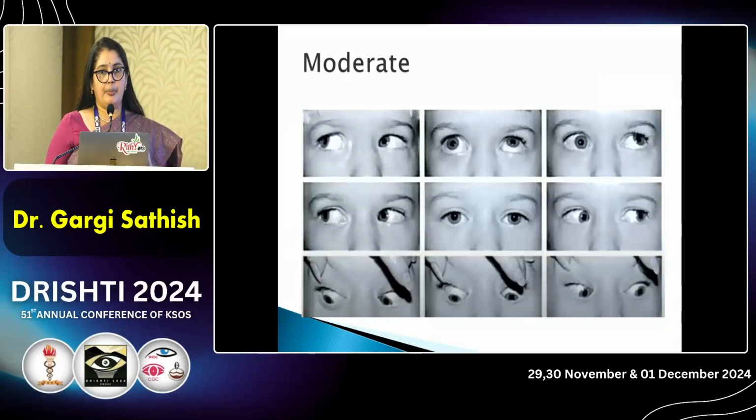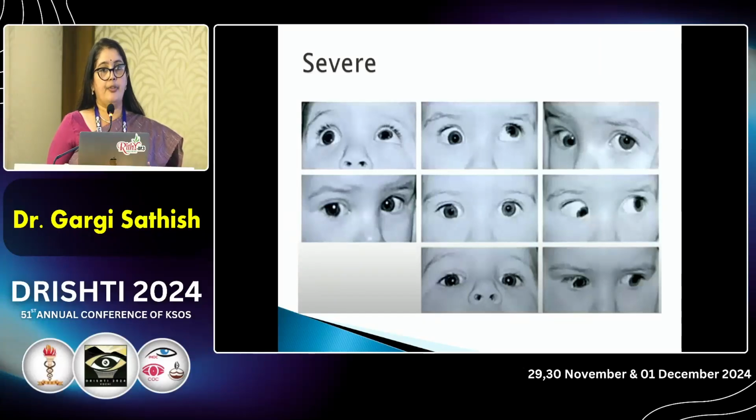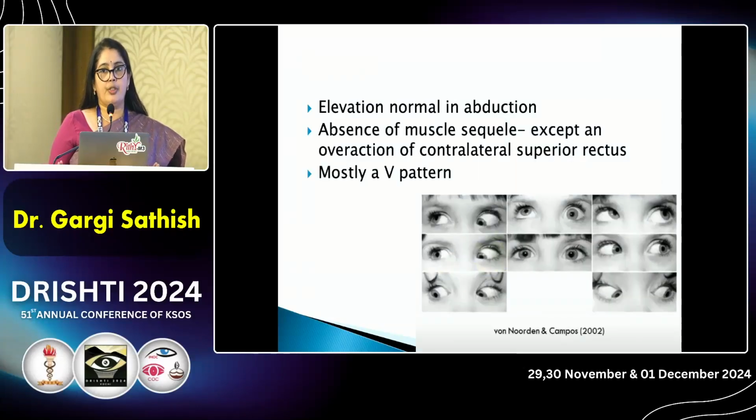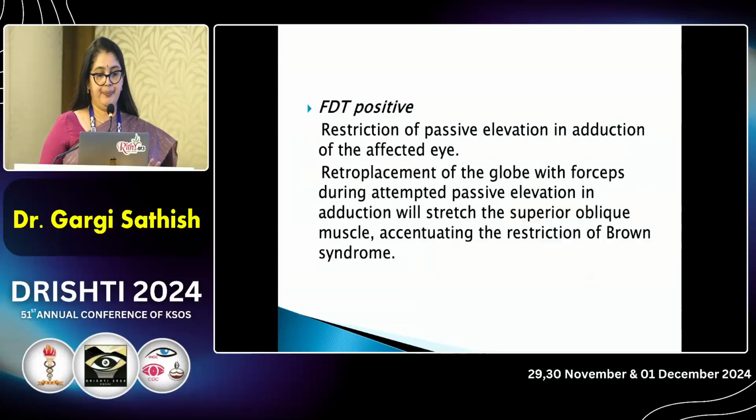If in primary position it's normal, but in the lateral gaze itself, the deviation becomes evident, like in the right eye of the child, it is a moderate Brown's. And if it is evident in the primary position, you can call it a severe type of Brown's. So always remember, the elevation is going to be normal in abduction. There won't be any muscle sequelae because it is not a palsy. But you may get a slight overaction of the contralateral superior rectus as seen in the picture. Mostly it causes a V pattern.